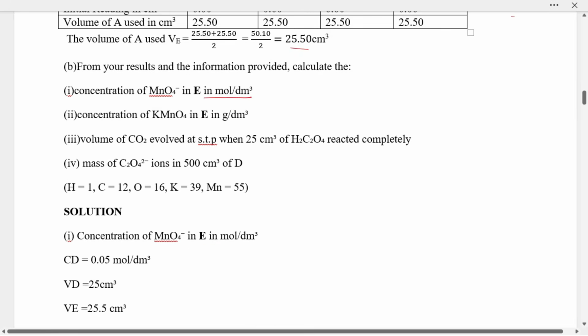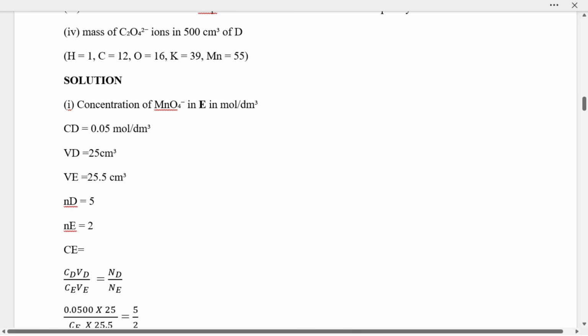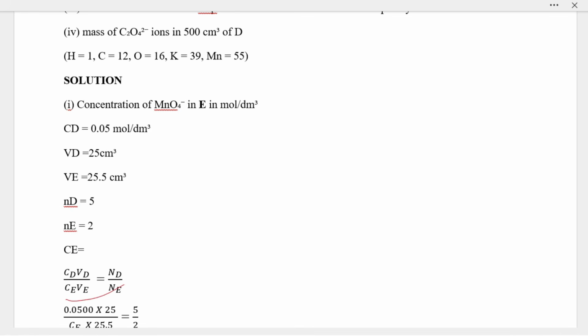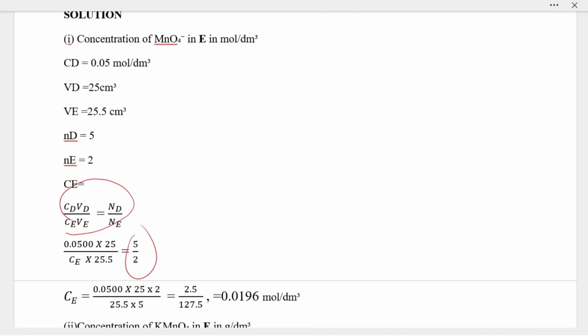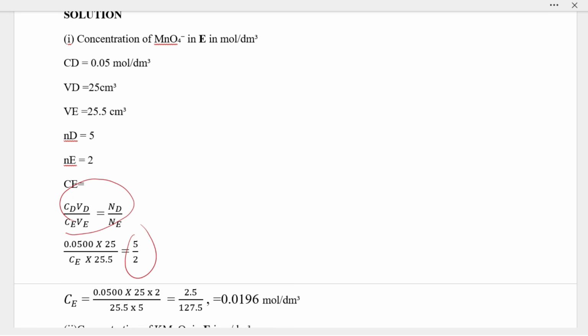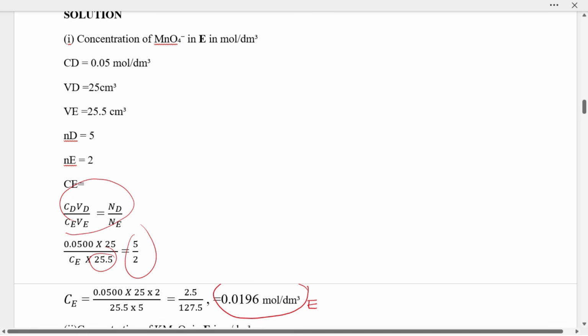So we can use this formula. You can see the formula here: CdVd over CV equals nD over nE. Remember from the balanced chemical equation, our mole ratio of the oxalic acid to KMnO4 is this. So when you substitute correctly, you have the value to be 0.0196 of E. Please remember we are calculating for E. Please take note, don't make that mistake tomorrow.